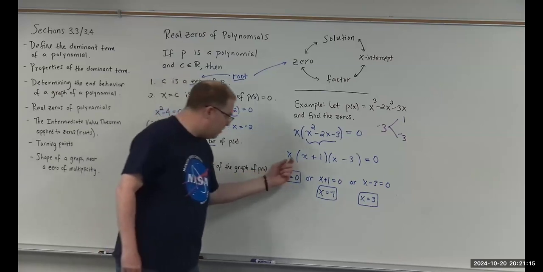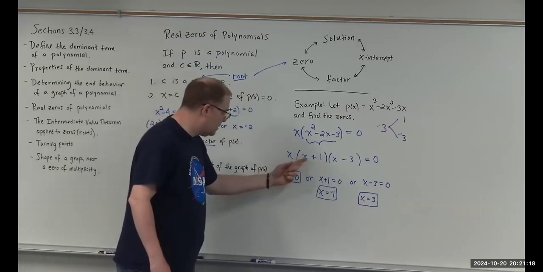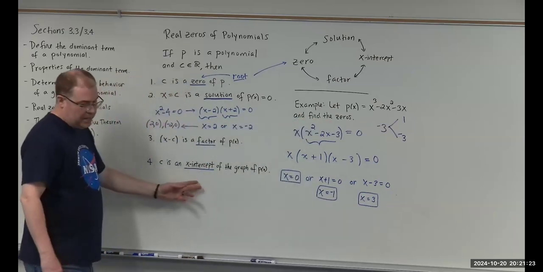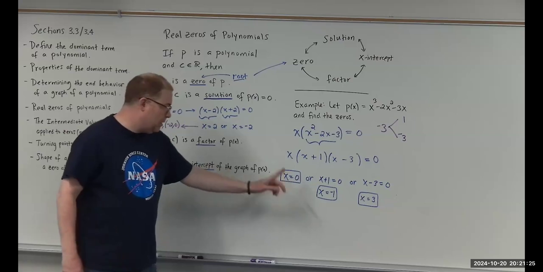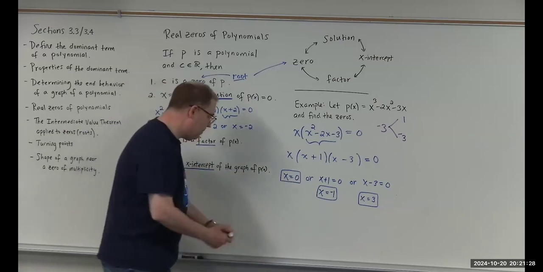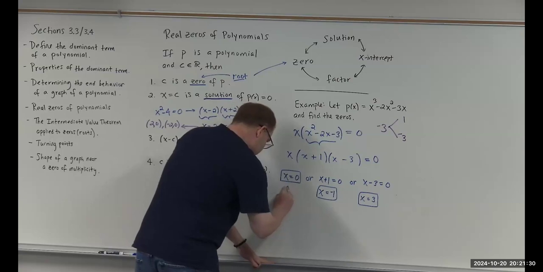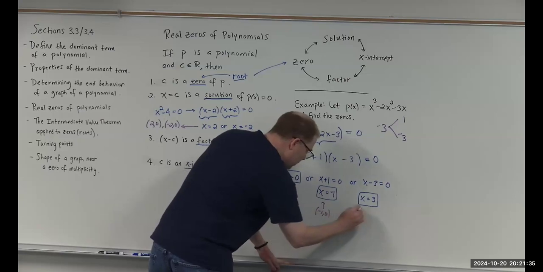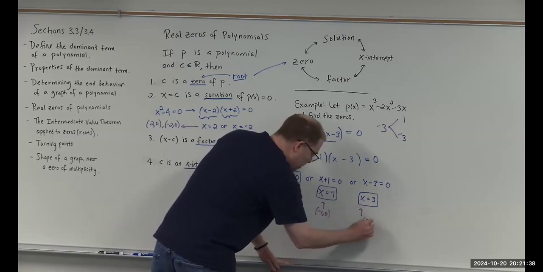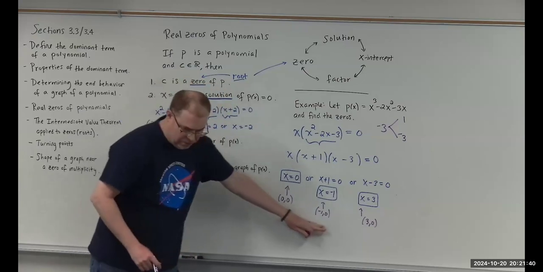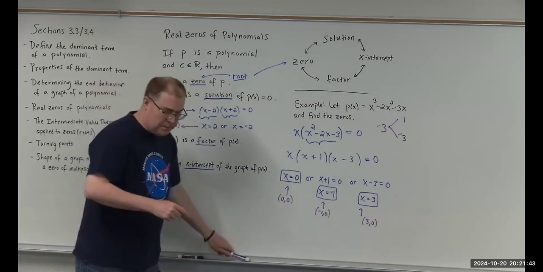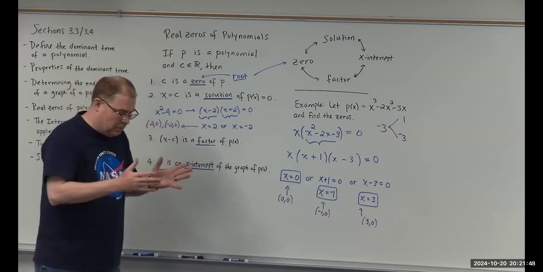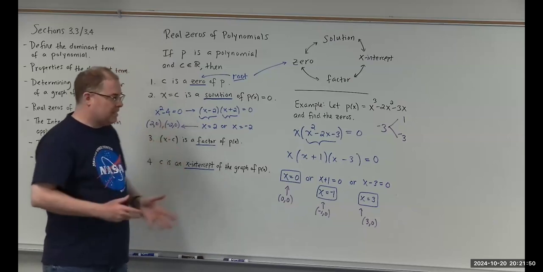And we can also say that these are factors, x plus one, x minus three is a factor of this polynomial. And these basically provide you with the x-intercepts: zero, zero; negative one, zero; and three, zero. That's the proper way to write the x-intercepts. And remember, the x-intercepts is where the graph will cross or touch, and we'll get to that later, the x-axis.